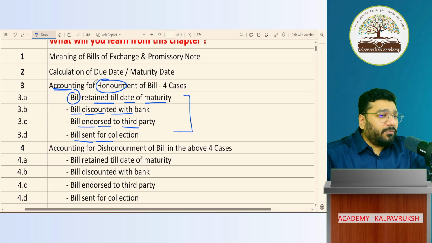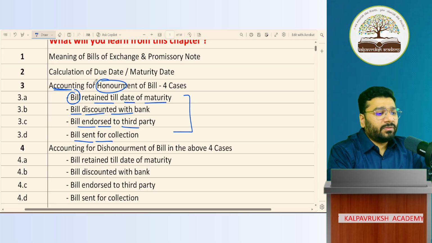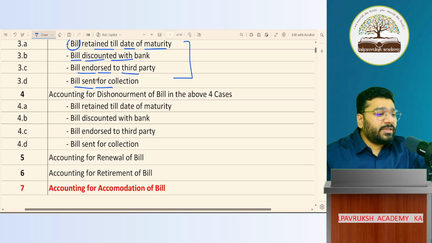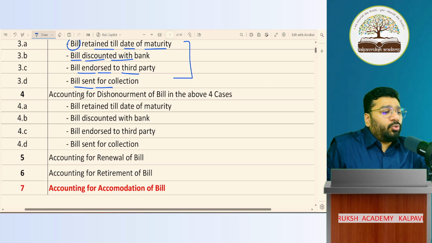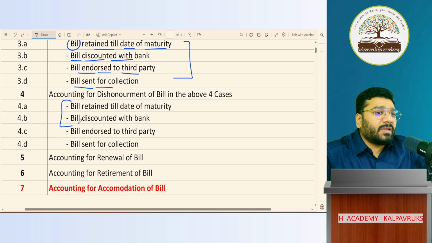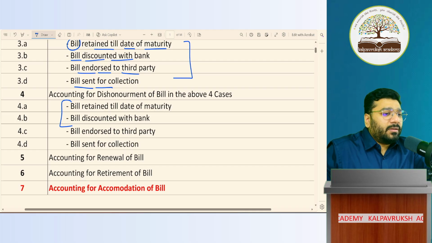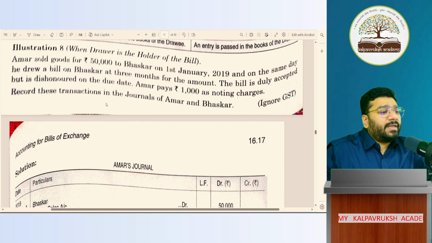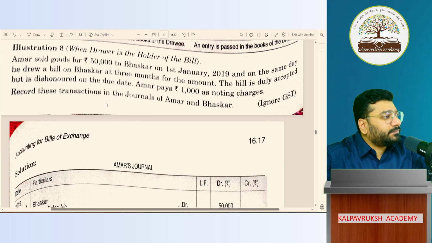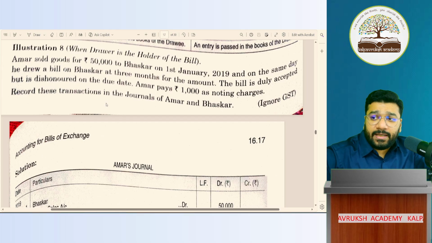So under dishonourment of bill, what accounting treatment we are supposed to do is what we are going to learn today. Since we have a time constraint, I don't think all the four cases can be done, but definitely two cases is the target for today, right? Can I take the question directly and explain through that? So this is illustration 8 of the T.S. Grewal book.